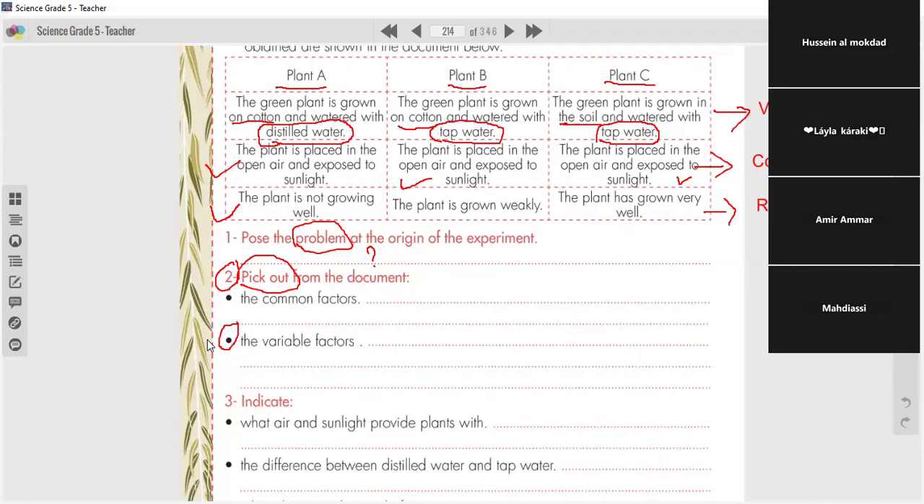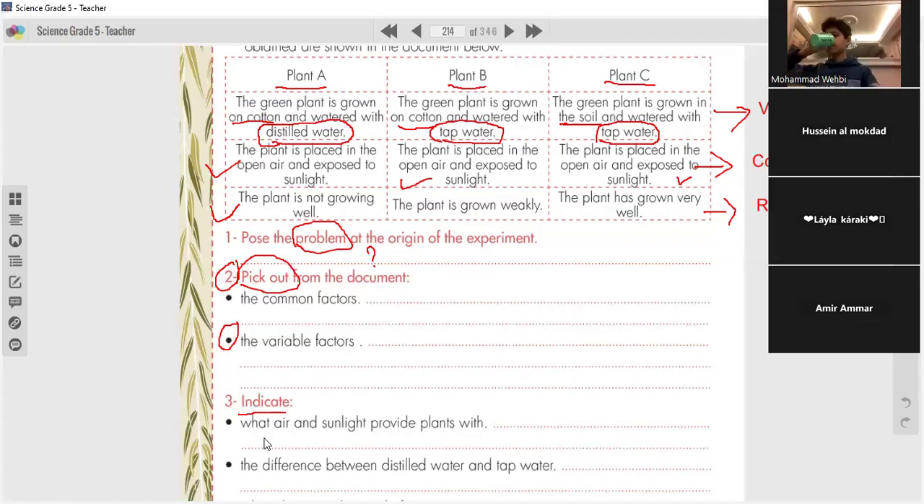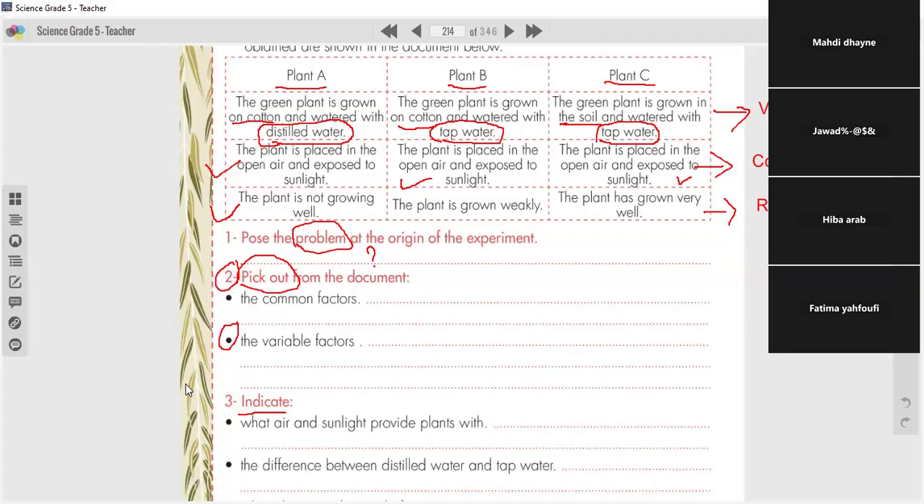Go ahead Amir, number 3. Indicate what air and sunlight provide plants with. Air provides plants carbon dioxide. Exactly, so from the air. Sunlight provides the plants temperature, or the energy, right? The energy in order to let the plants grow well, and also from the air the plants need the presence of carbon dioxide. Thank you.